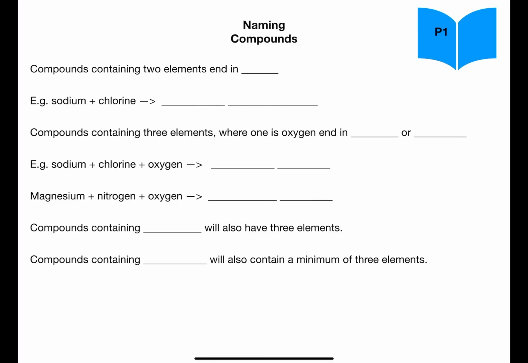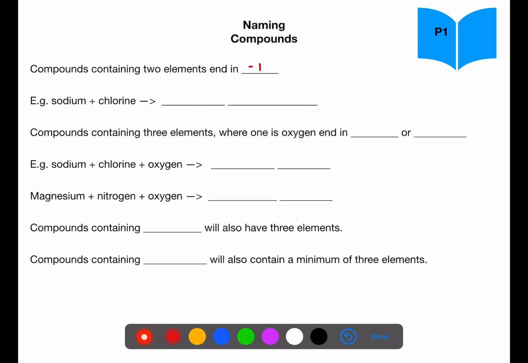Before we look at writing formulae, let's have a look at naming compounds. Where you have a compound which contains two elements, it will end in the letters IDE. For example, if sodium and chlorine form a compound, they form sodium chloride.